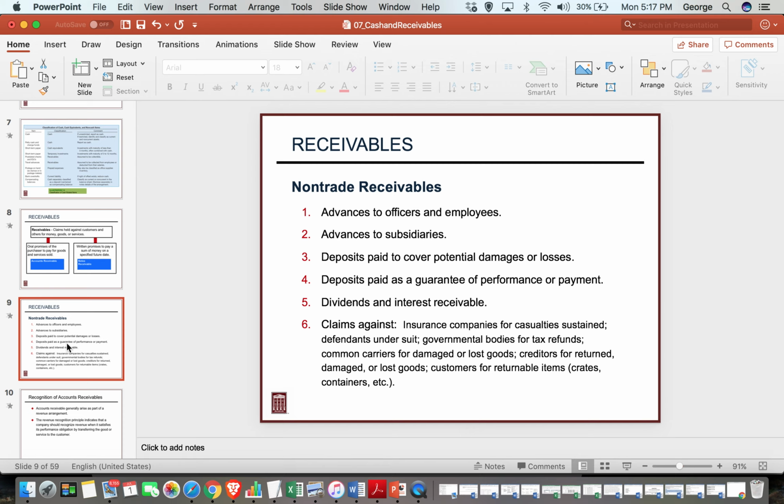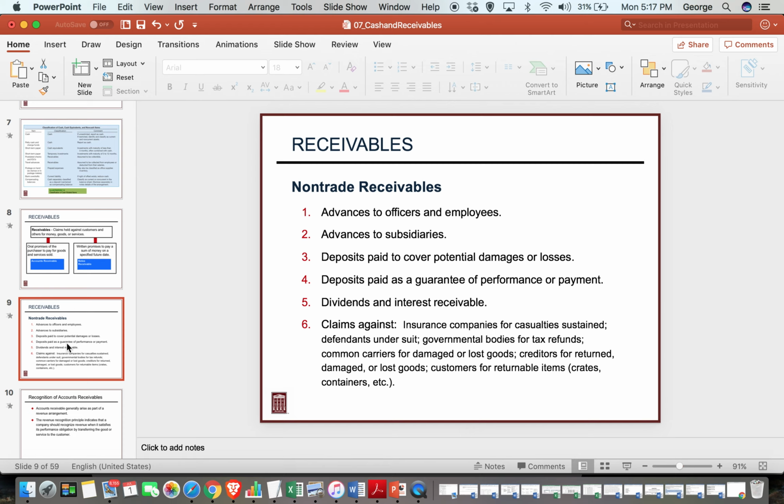Deposits paid to us for potential, like for an apartment complex, a pet deposit would be an example of that, right, there might be some issues with the carpeting and so forth. So you say, okay, $500 deposit, that would be a non-trade receivable. Deposit paid as a guarantee of performance or payment. So we will do this work, but we want you to pay $500, we'll put a new floor in for you, but we want $500 up front first.